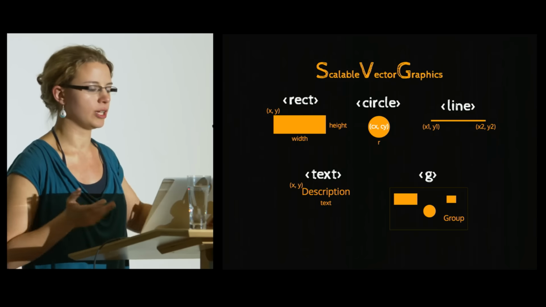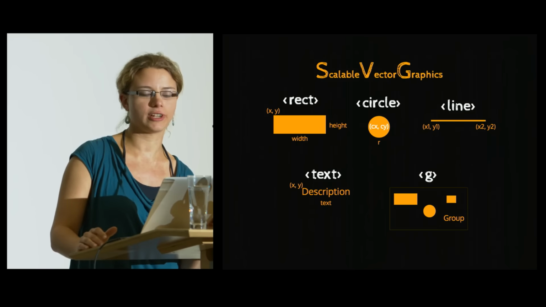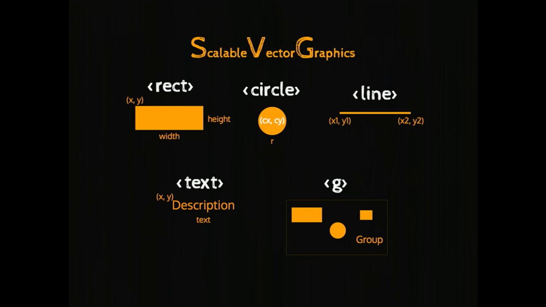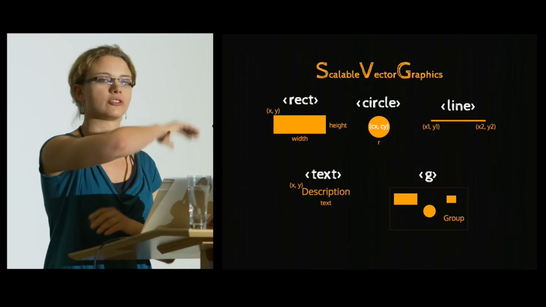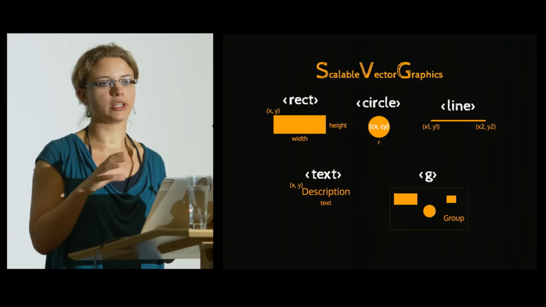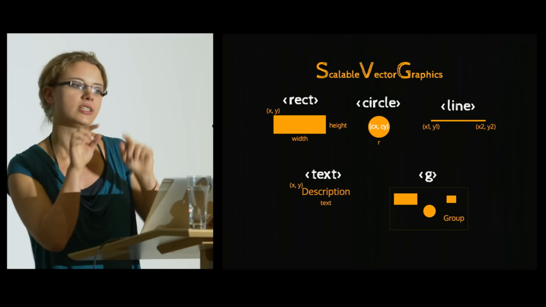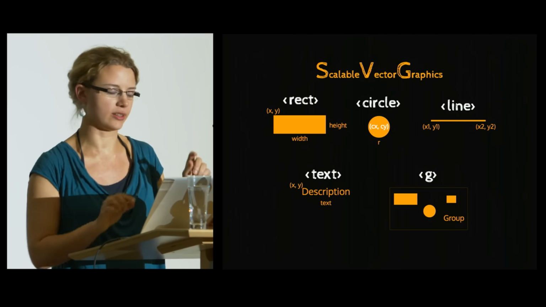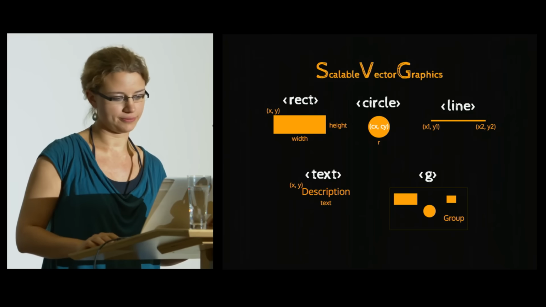So SVG, maybe you already know, it's scalable vector graphics. It looks similar to HTML. You say, here's a rectangle, circle, line, text, whatever. And especially for the example later, we will need this group thing. So you can group things together and then you can transform them or whatever you want to do. But you can treat them together, so you don't have to select each of those and then do something on each of those.